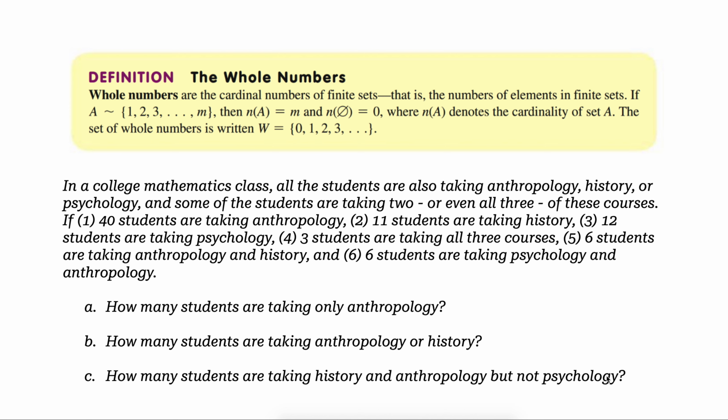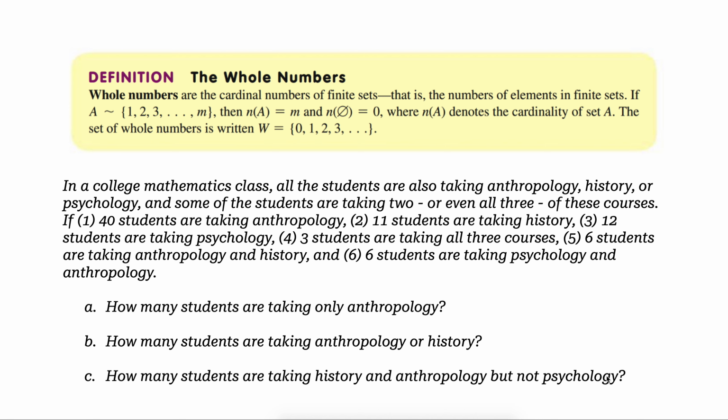If you have the empty set, its cardinal number is 0, so that's where the 0 comes from. If your set has 1 element, it relates to the whole number 1. If your set has 5 elements, it relates to the whole number 5. So our whole numbers are our counting numbers, 1, 2, 3, 4, and so on, but we have, in addition to that, 0 because of that empty set.